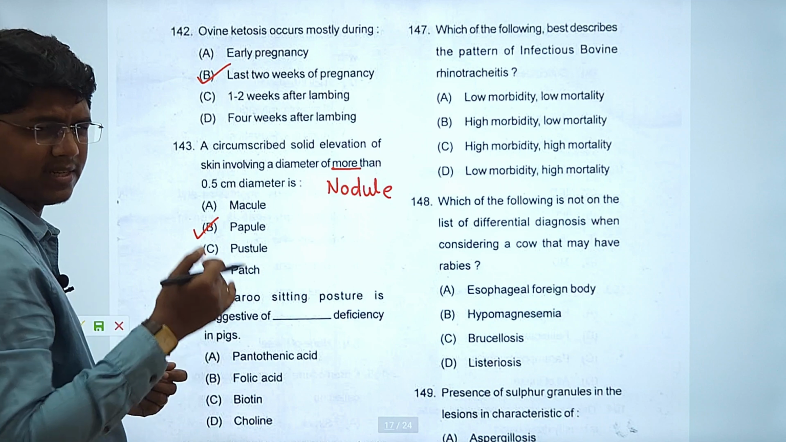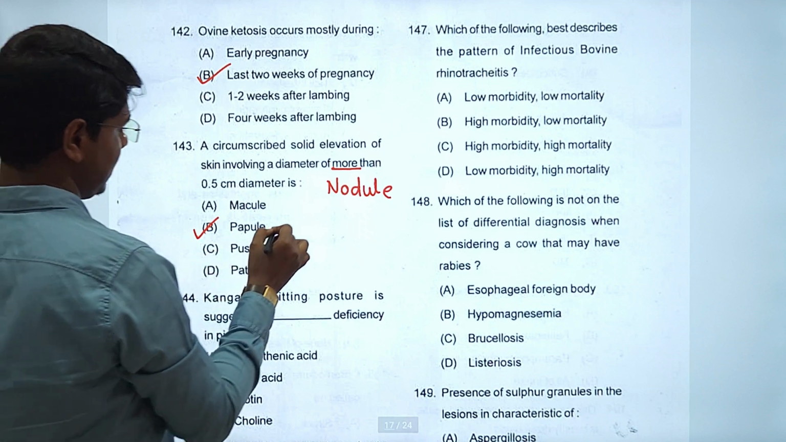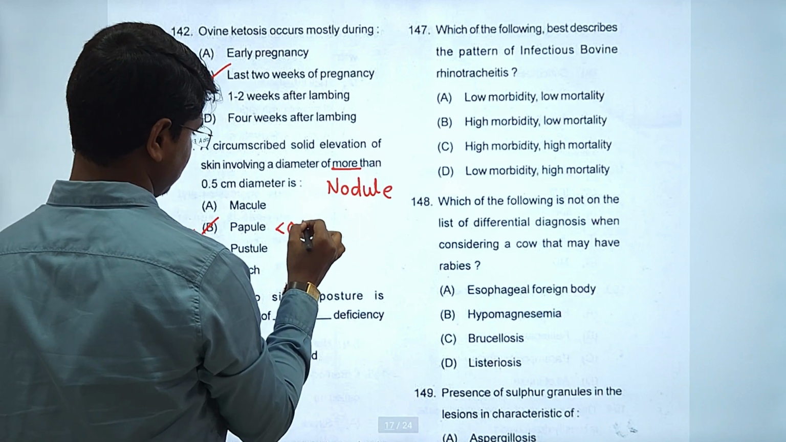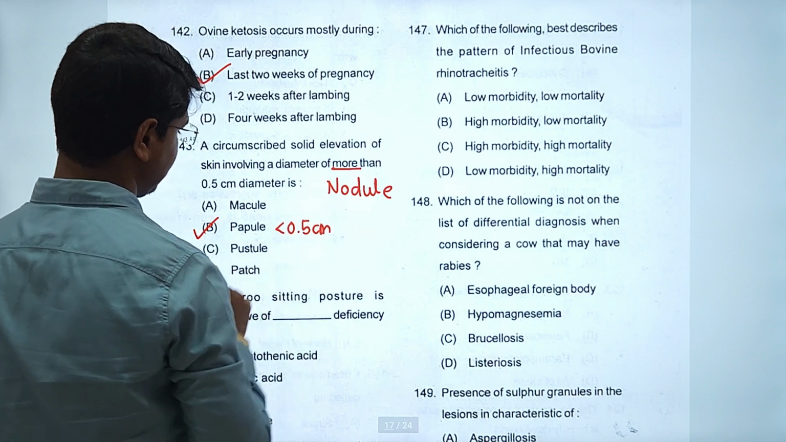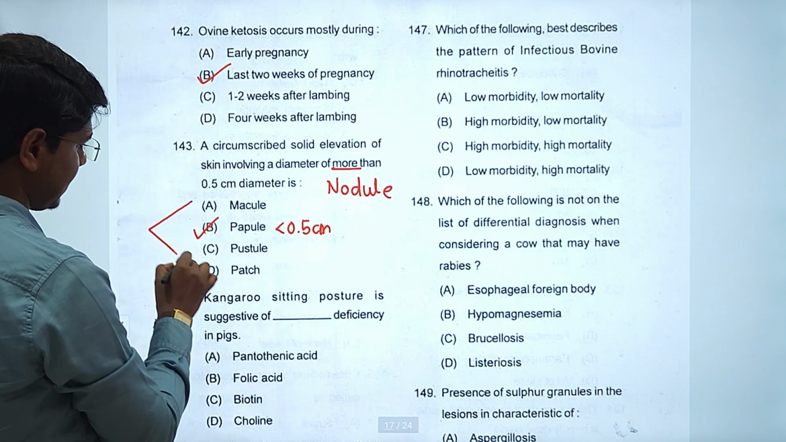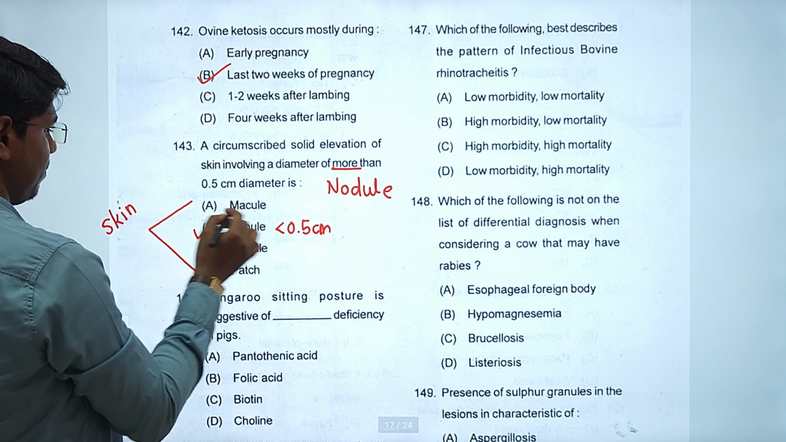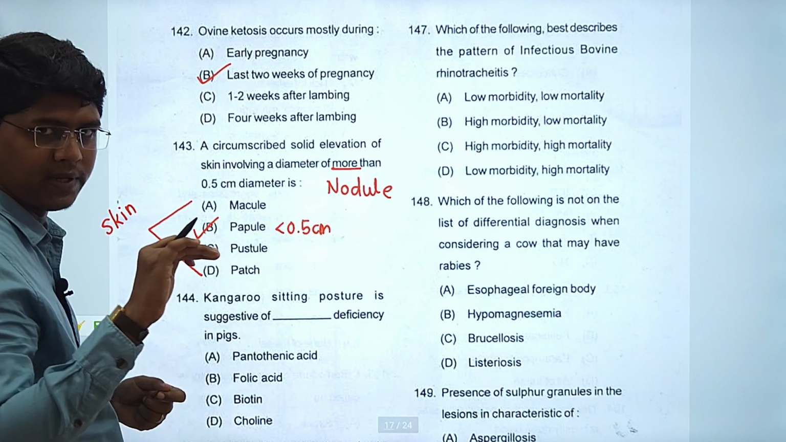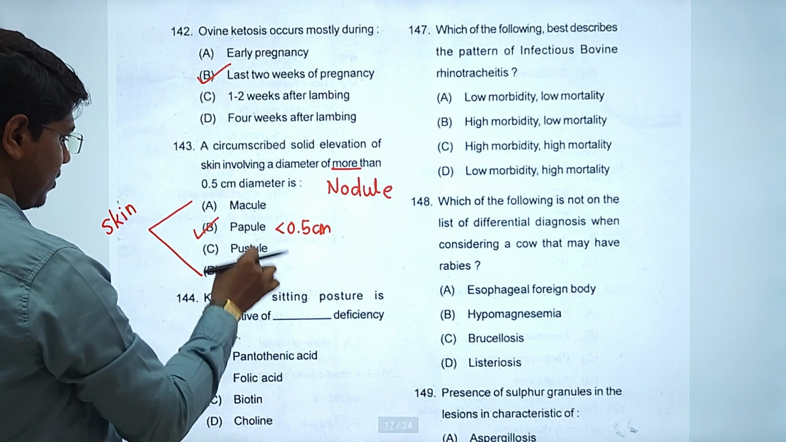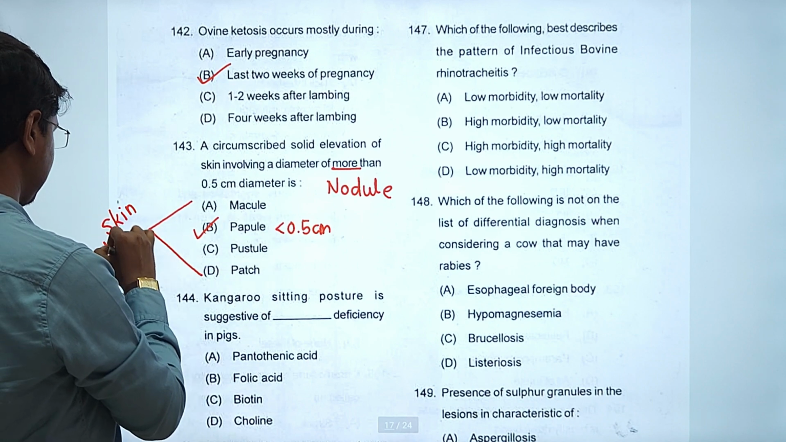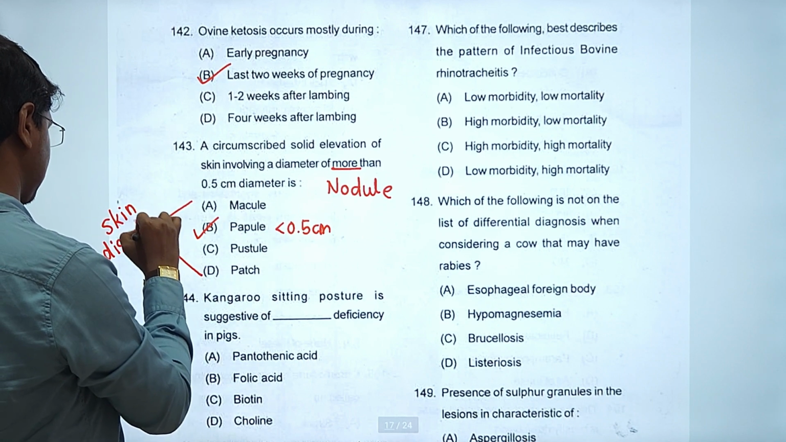In your key it is written papule, but papule is actually less than 0.5 cm. More than 0.5 cm is nodule. Macule and patch are basically skin discoloration. With papule and nodule, you can feel a solid elevation, while macule and patch are just skin discoloration. You cannot feel this one.